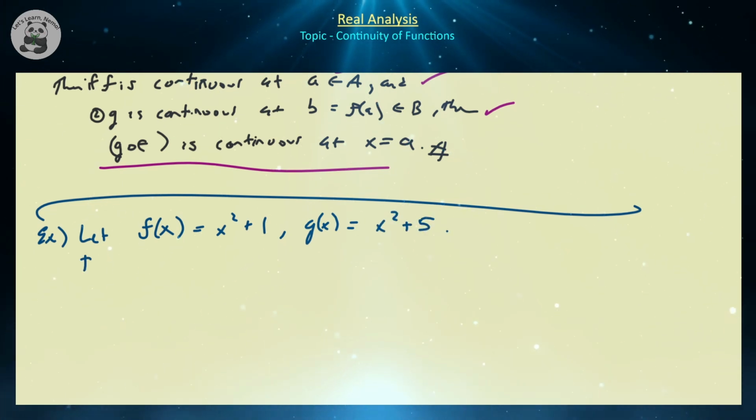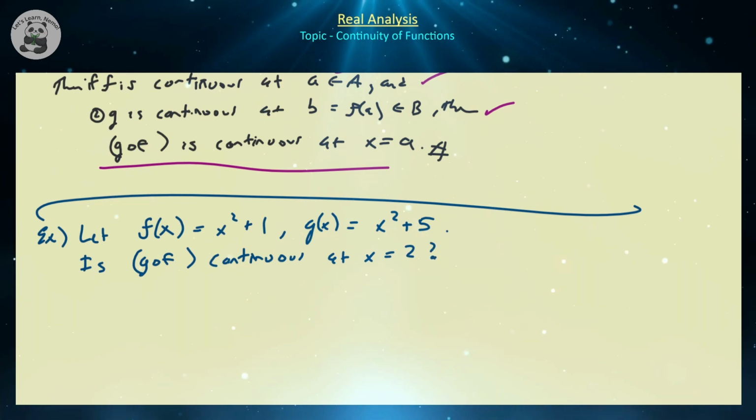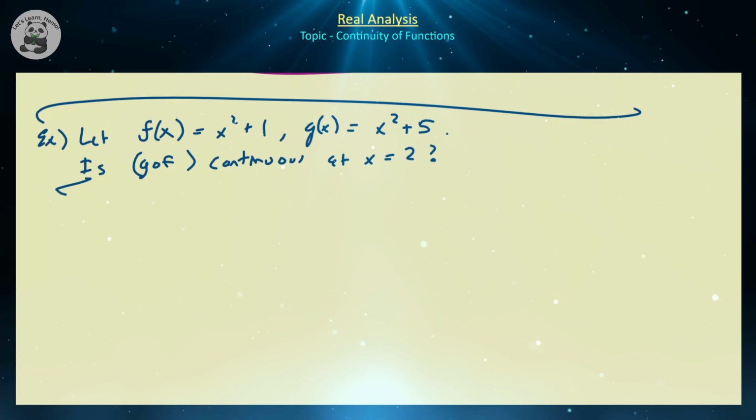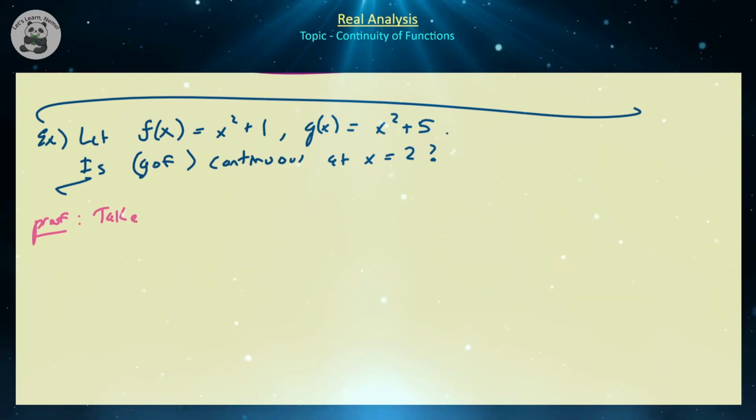So is g composed with f continuous at x equal to 2? Let's see if we can prove this. What we're going to do is take the domain of both f and g to be the set of real numbers. So let's take the domain of f to be equal to the set of real numbers.